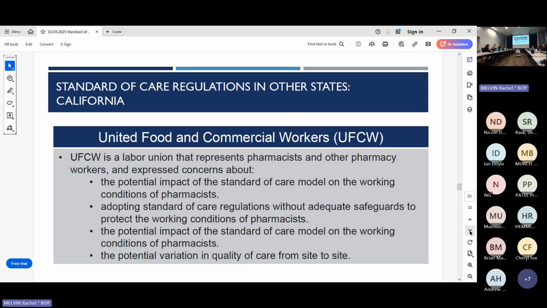And one of the last sources of input we'll consider is the United Food and Commercial Workers, or UFCW, union. And they had concerns about the potential impact of standard of care model on the working conditions of pharmacists, as alluded to earlier as a result of the SPPC survey. They had concerns about adopting standard of care regulations without adequate safeguards to protect the working conditions of pharmacists. It concerns the potential impact of this model and the fact that there's a potential variation in quality from site to site, which we mentioned earlier as well.